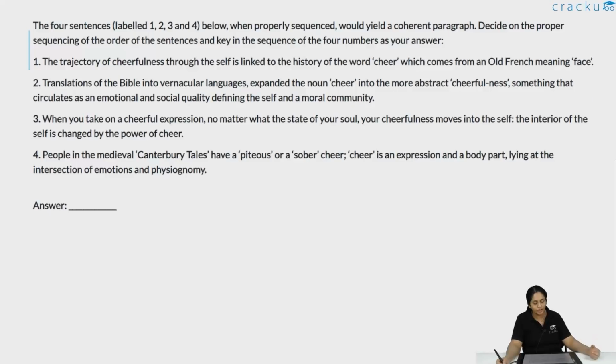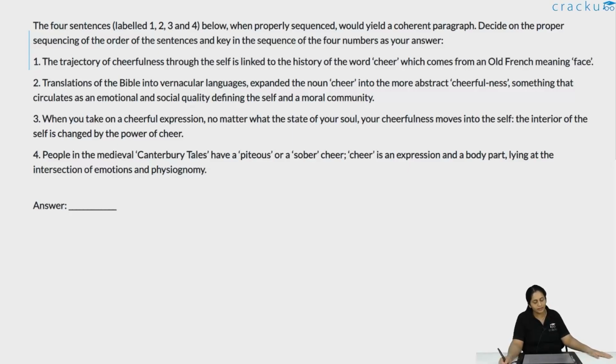The trajectory of cheerfulness through the self is linked to the history of the word cheer, which comes from an old French meaning face. The translations of the Bible into vernacular languages expanded the noun cheer into the more abstract cheerfulness, something that circulates as an emotion and social quality, defining the self and a moral community. When you take on a cheerful expression, no matter what the state of your soul, your cheerfulness moves into the self. The interior of the self is changed by the power of cheer.